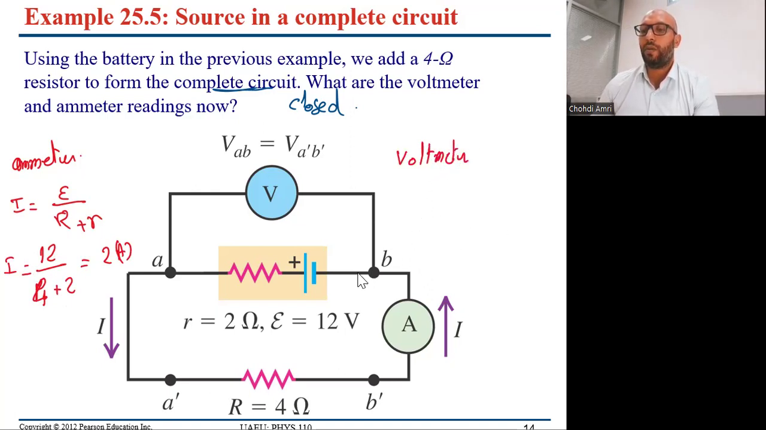Now let's discuss the reading of the voltmeter. The voltmeter will read the potential difference from A to B, so that means VAB equals epsilon minus Ri. Epsilon is 12, r is 2 multiplied by the current, which is 2. 12 minus 4, so the voltmeter will read 8 volt. We are done.